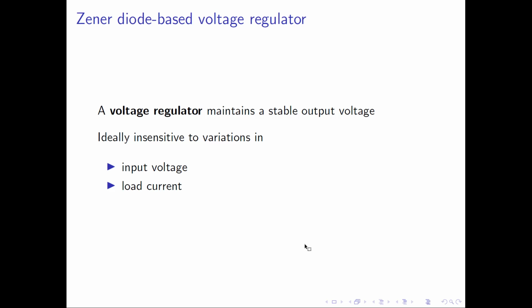So the voltage regulator maintains a stable output voltage, and ideally we want it to be insensitive to variations in the input voltage, right? Because the input voltage is going to vary if it's being fed from an unregulated source, and also the load current. So if our load varies, depending on what the circuit is, that's extremely likely, then we want the voltage regulator to keep a constant output voltage. Voltage regulators themselves can be extremely sophisticated, and we'll have a look at some of those when we look at applications of transistors.